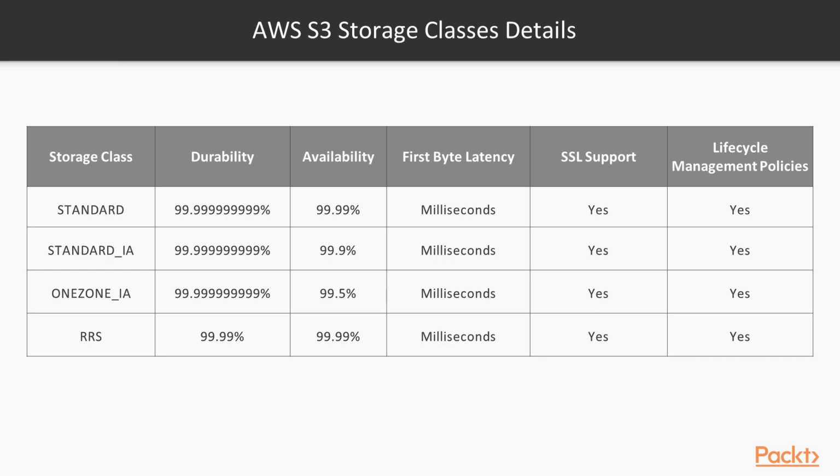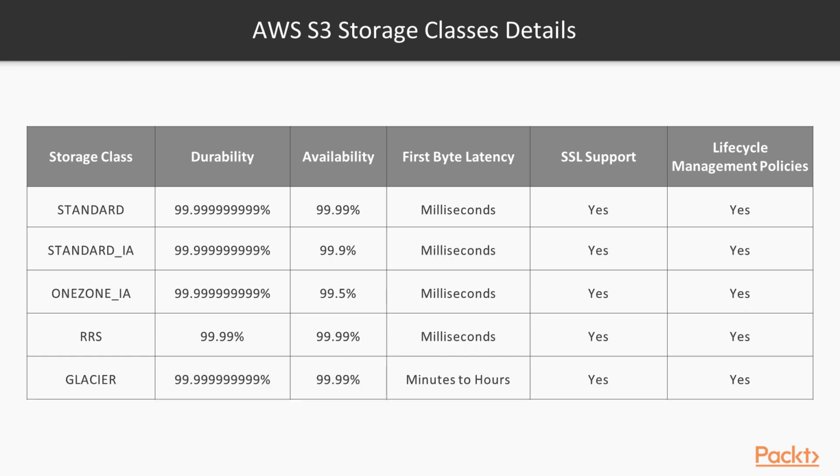RRS is a less durable storage type. You have 99.99% durability with RRS, which is the lowest one in the classes. And the availability is the same as the standard class, which is 99.99%. And the first byte latency is in milliseconds again, and you have SSL support, and you can manage the lifecycle of your object with lifecycle policies.